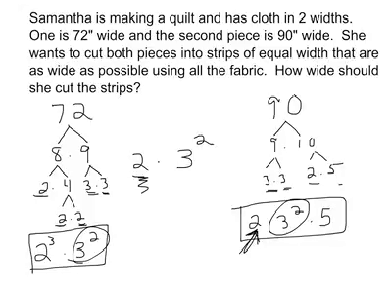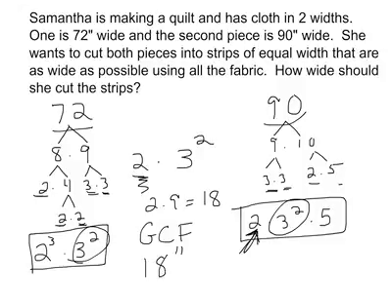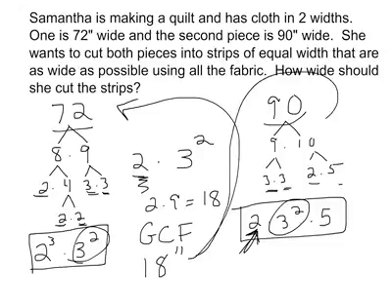Now that means that 2 times 3 squared, or 2 times 9, or 18, is the greatest common factor of 72 and 90, which means that Samantha needs to cut her strips 18 inches wide. That means for the 72 width, she'll be able to get 4 strips, and for the 90-inch piece, she'll be able to get 5 strips.